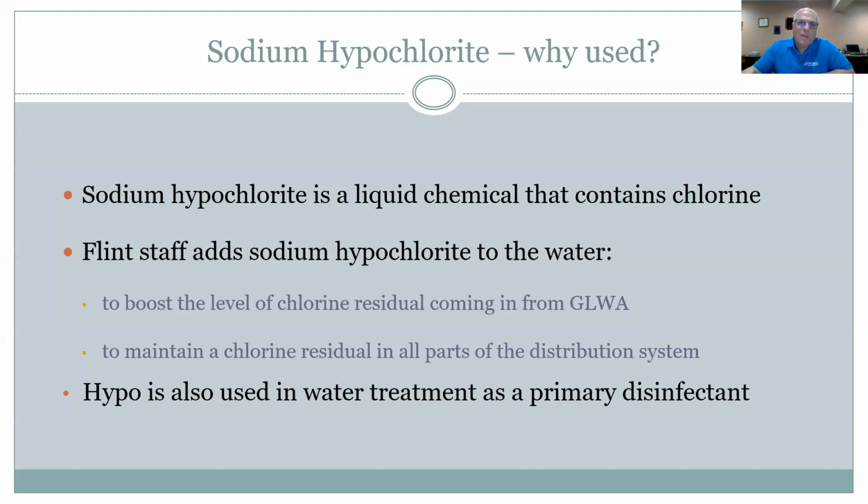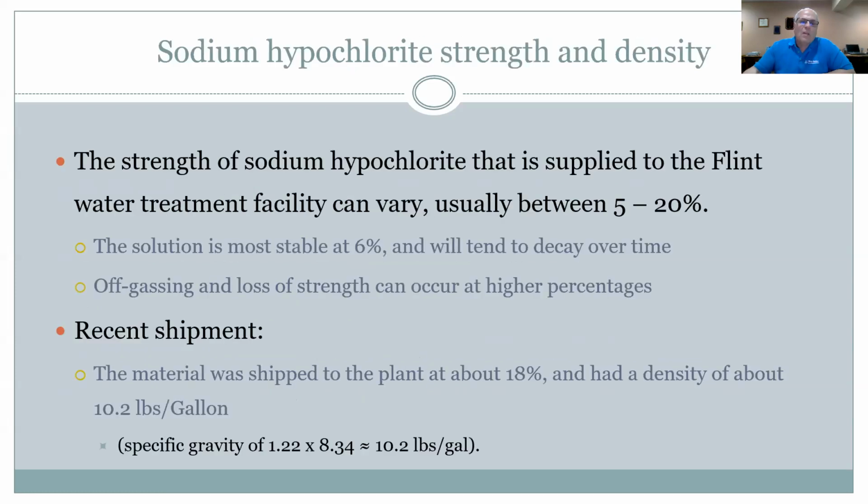But we know that hypo, of course, is also used in the water treatment business as a primary disinfectant. But here we're using it to boost the system chlorine. Now, the strength of the sodium hypochlorite that is supplied to Flint can vary anywhere from 5 to 20%. We know that hypochlorite is most stable at 6% and will tend to decay over time. You get off-gassing, a loss of strength can occur at higher percentages. And then, of course, the higher temperatures can do that too.